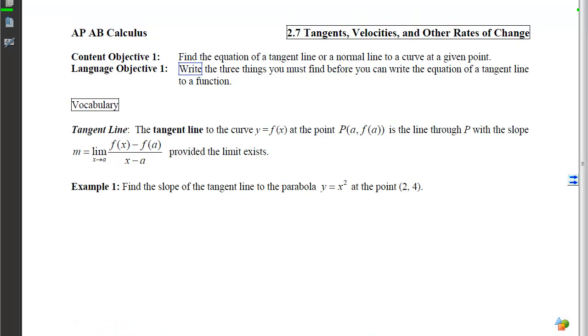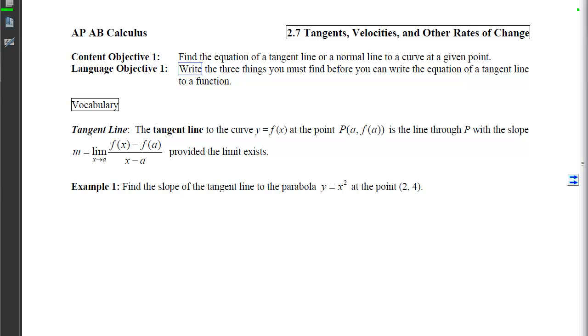This is section 2.7, which deals with tangents, velocities, and other rates of change. Our first objective is to find the equation of a tangent line or a normal line to a curve at a given point. So we've got some vocabulary, and it's going to feel a little familiar because it's a lot like what we did in section 2.1.